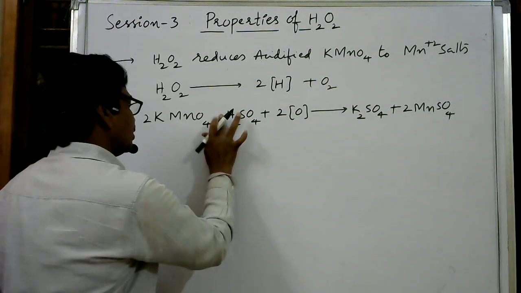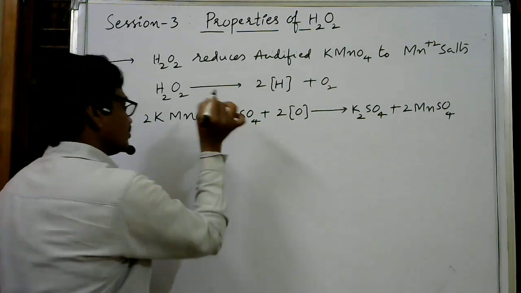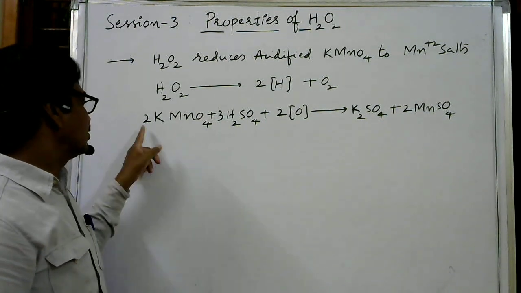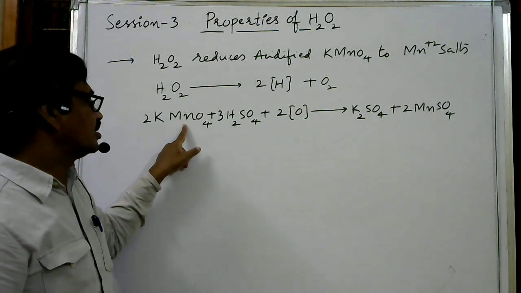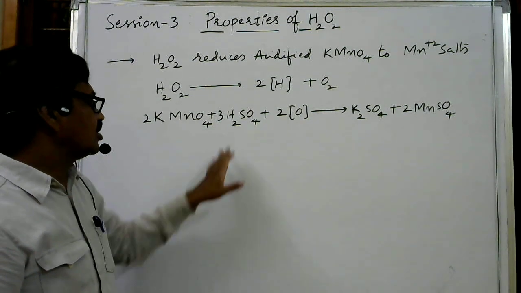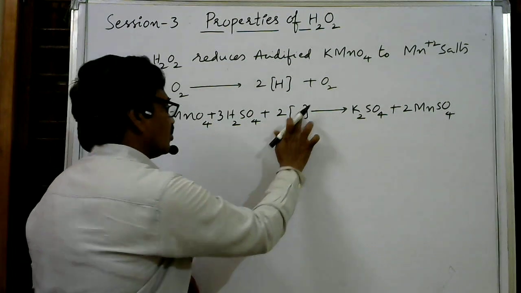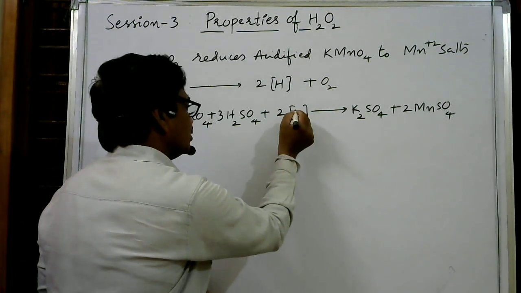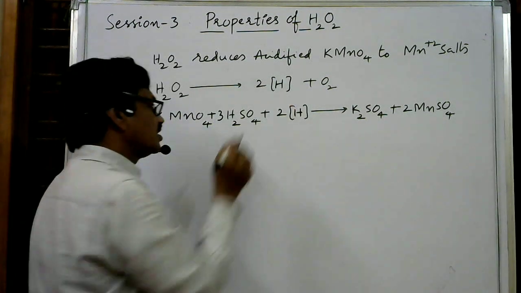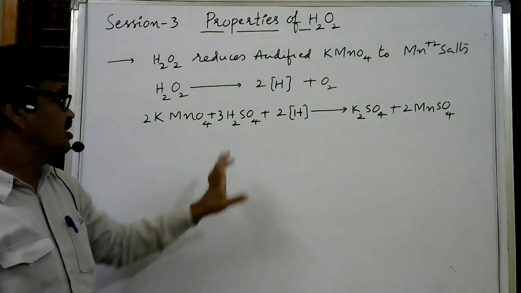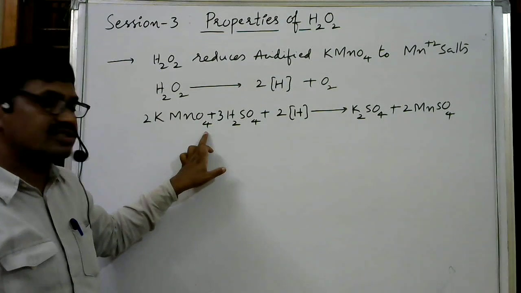So here I am taking 3 moles, 3H2SO4. These 3 sulfates are reacted with potassium and also Mn. And now the remaining is H2 here. These H2s, and here hydrogen, two nascent hydrogens, combine with the remaining 2 into 4, 8 oxygens that remain here.